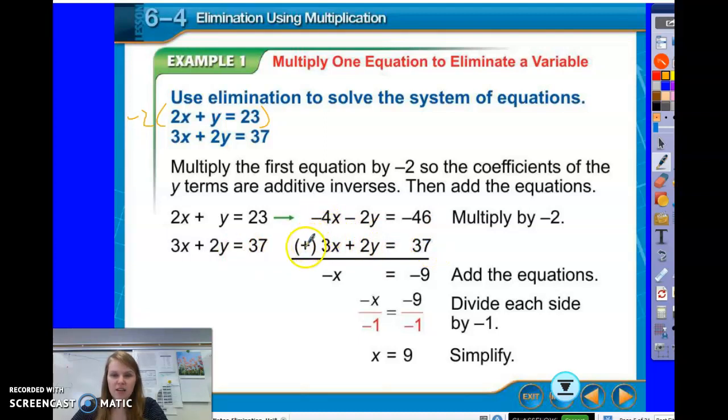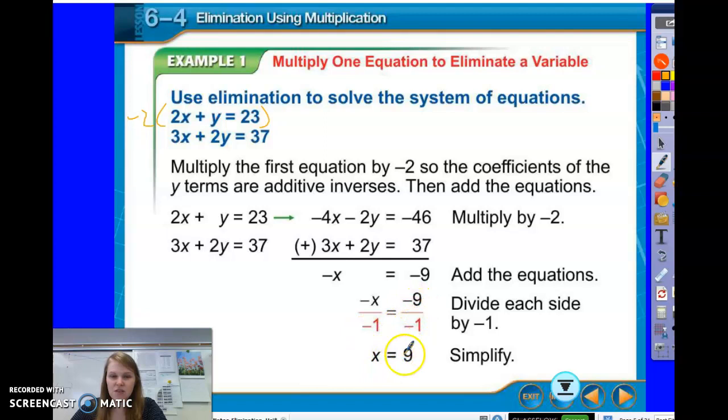And now we can add these. When you add them, these cancel out to nothing. So there's a big 0 here. If you want, you can write in the 0, you don't have to. Negative 4x plus 3x gives negative x here, negative 1x. And then we had this result over here was negative 9. So that tells us negative x equals negative 9. If you divide by negative 1, that gives us a positive 9.